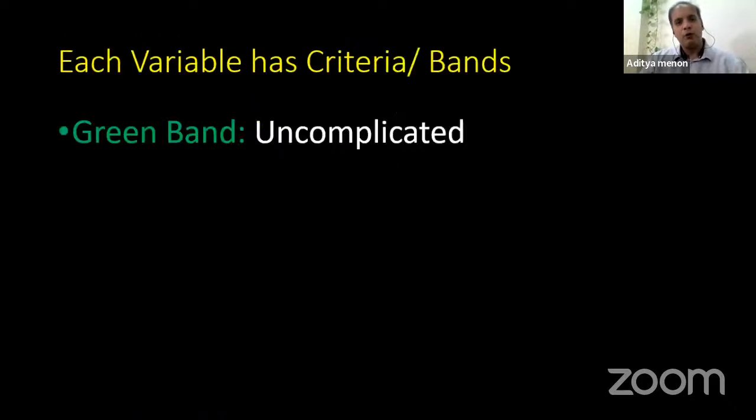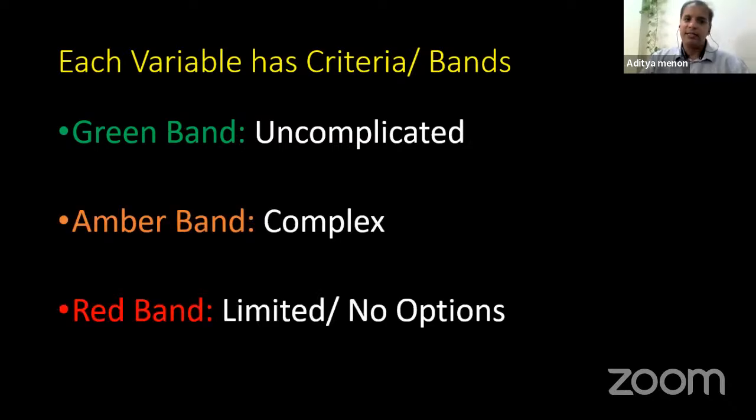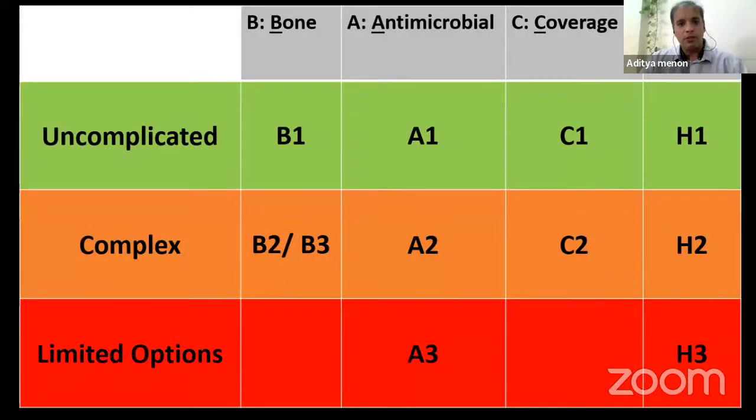Each of these variables, bone, antimicrobial, cover, and host, has three bands: green, orange, and red. Green is uncomplicated, amber or orange is complex, and the red band is one who has limited or no option. Looking at each of these, B1, A1, C1, H1 logically fall into uncomplicated. B2 or B3, A2, C2, and H2 fall into complex. That's the next level. In antimicrobial and host, the minute it becomes extremely drug resistant, or the host is highly comorbid, where the surgery would be more detrimental, it becomes a red zone or limited option patient.